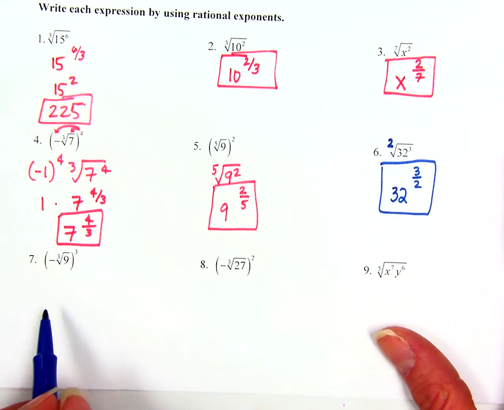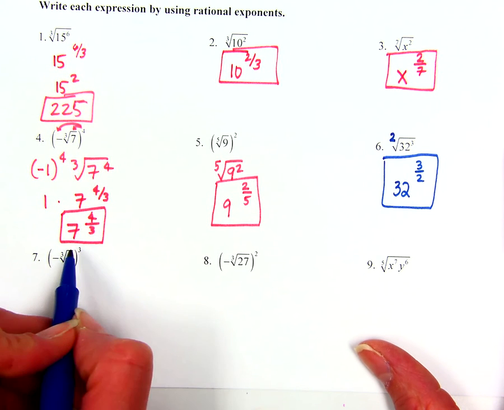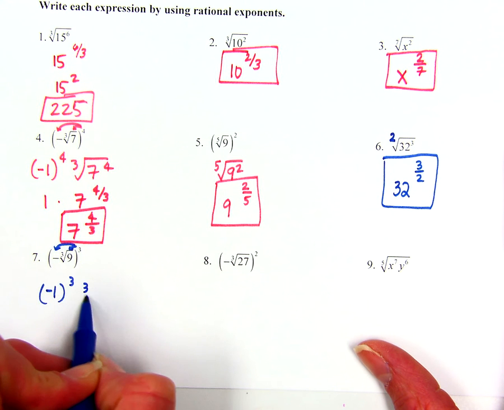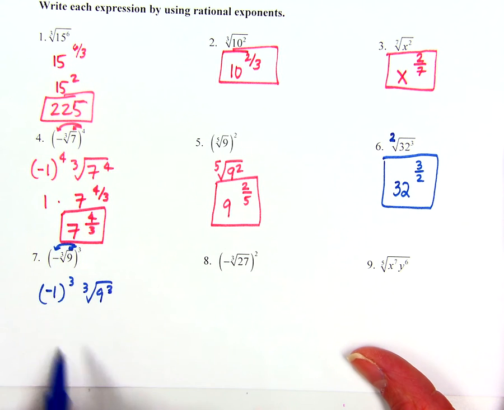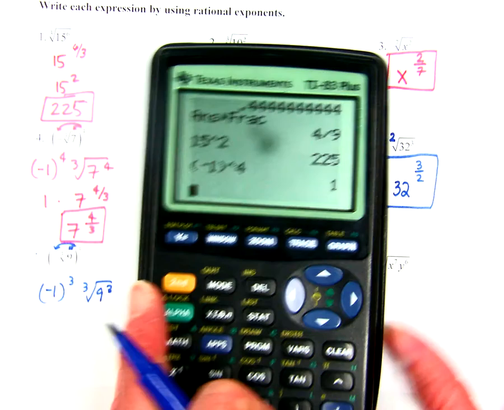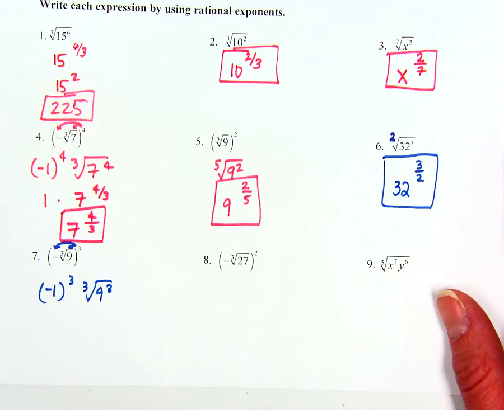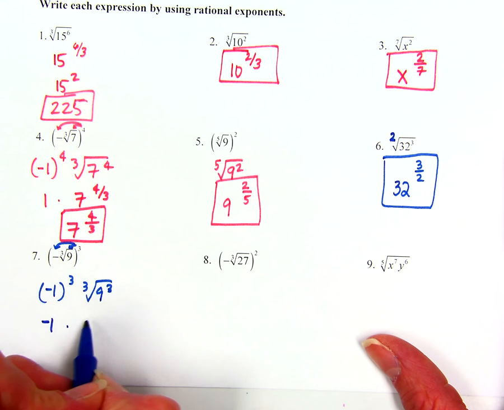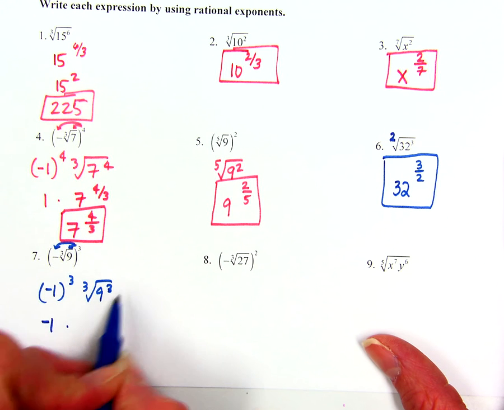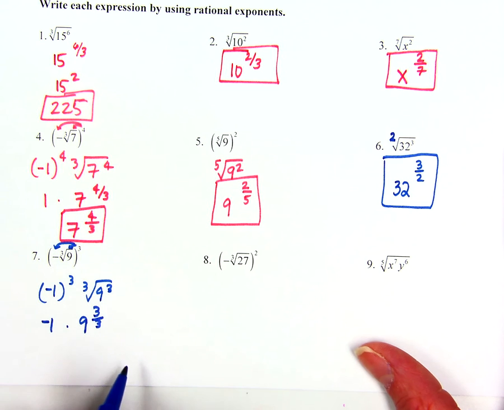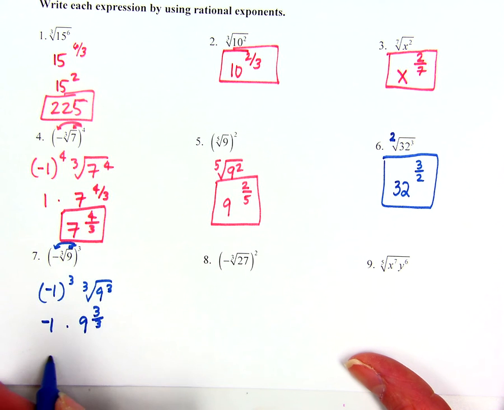All right, number 7. We have this whole quantity raised to the 3rd power. So we need to distribute the 3, so it's -1 to the 3rd, and the cube root of 9 also has to be cubed. So -1 to the 3rd, we did -1 to the 4th earlier. If we cube it, that gives us -1. So it's -1 times the cube root of 9 to the 3rd, so we're just going to call this 9 to the 3/3. Now 3/3 is 1, so this is really -9 to the 1st, and -9 to the 1st is just -9.